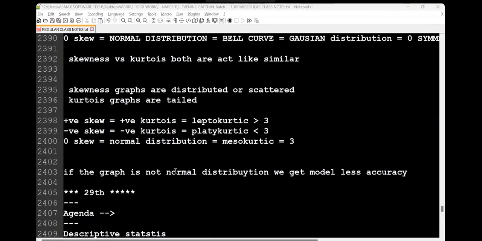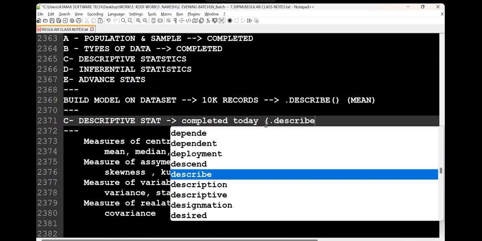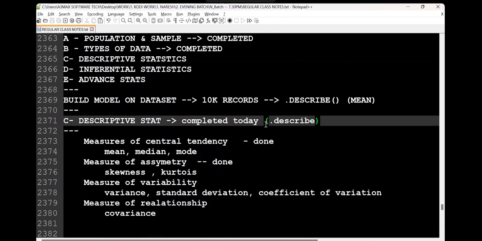So team, in measures of descriptive statistics, we completed today. That's it. So which function do we use? The dot describe function we are using. Which function, guys? Dot describe function. Correlation in EDA, we call it correlation. The same concept in statistics we call covariance. Do you understand?